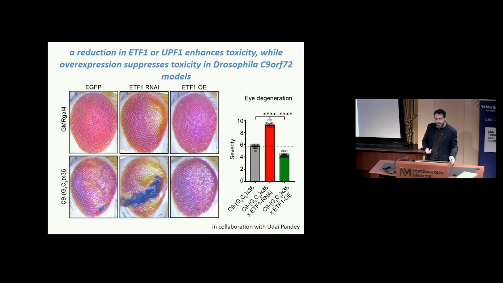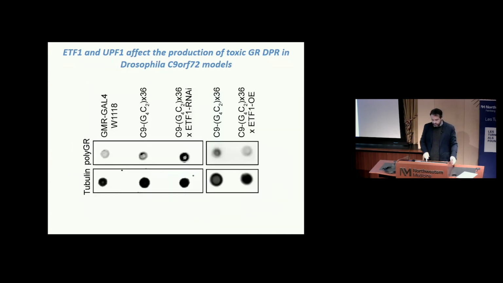Now, if our model was correct, the mechanism by which ETF1 would affect toxicity would have to implicate DPR production, because I showed you that ETF1 blocks the exit of the expanded transcript from the nucleus and its downstream translation into DPRs. So we did some dot blot assays in collaboration with Uday and Sucleen, who's also sitting in the audience. And I hope you can appreciate that when we knock down ETF1 in these flies, there's more production of this poly-GR dipeptide, which is one of the most toxic dipeptides in this model, whereas when we overexpress ETF1, the production of this DPR seems to be suppressed.